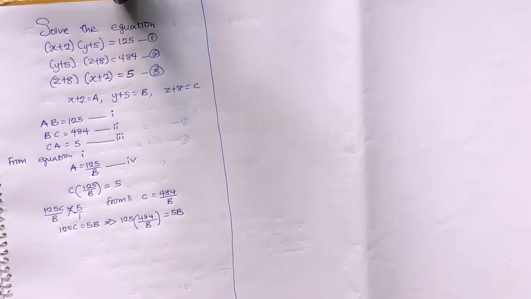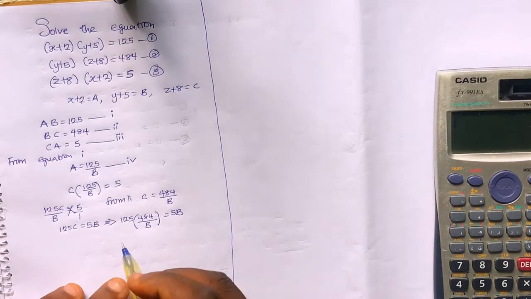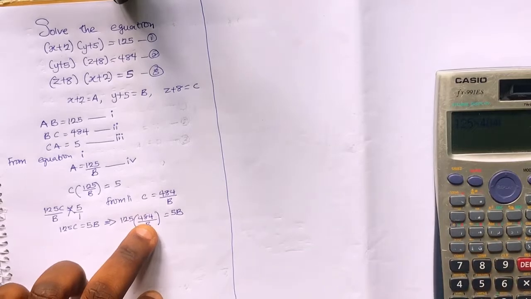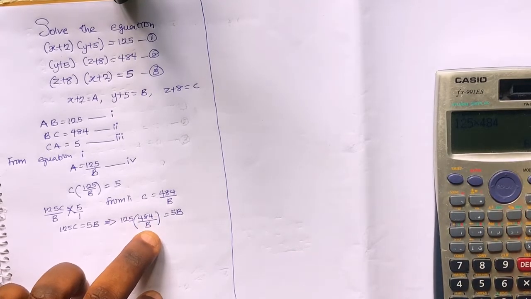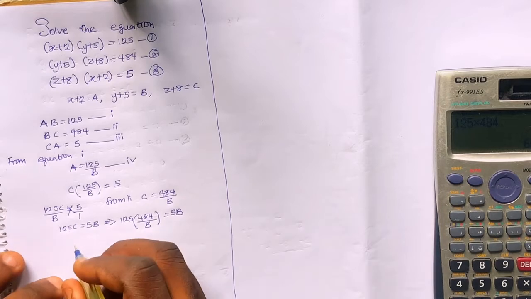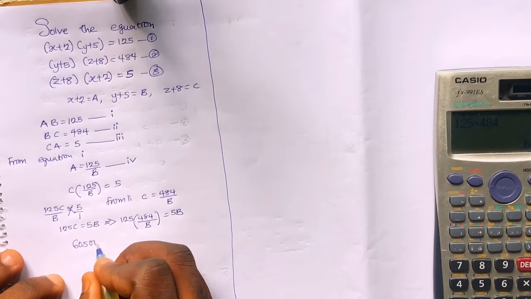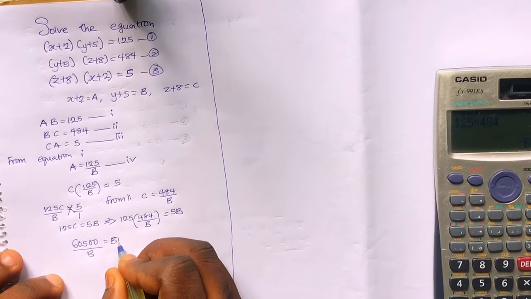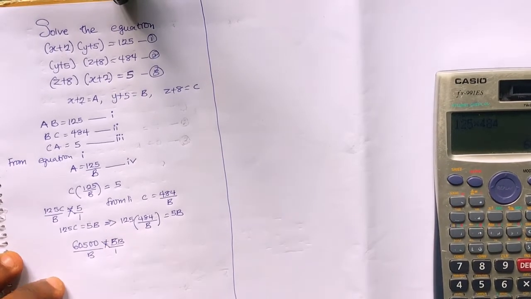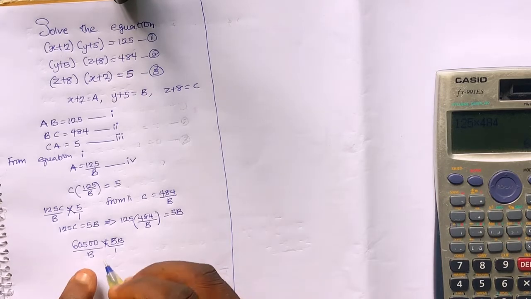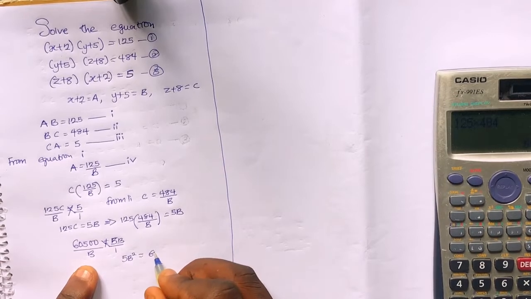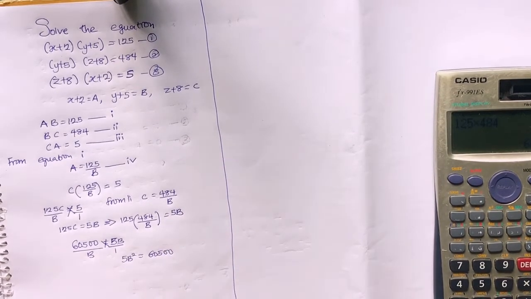So let's do simple mathematics with our calculator. In this case, 125 multiplied by 484, that's 60500, right? So I'll be having 60500 all divided by b equals 5b. If I cross multiply here, I will have 5b square equals 60500. If you are getting this.